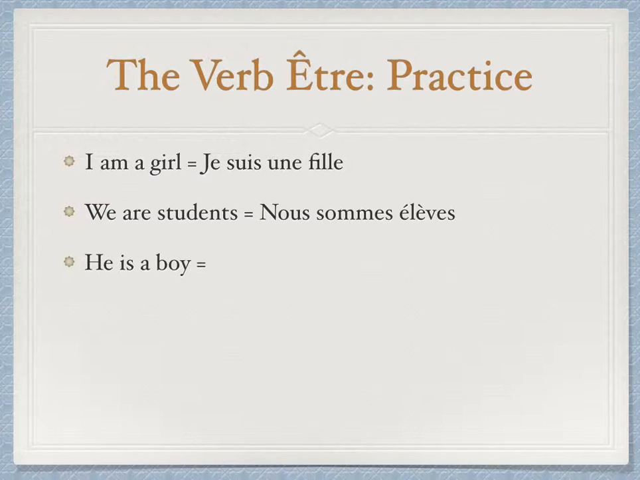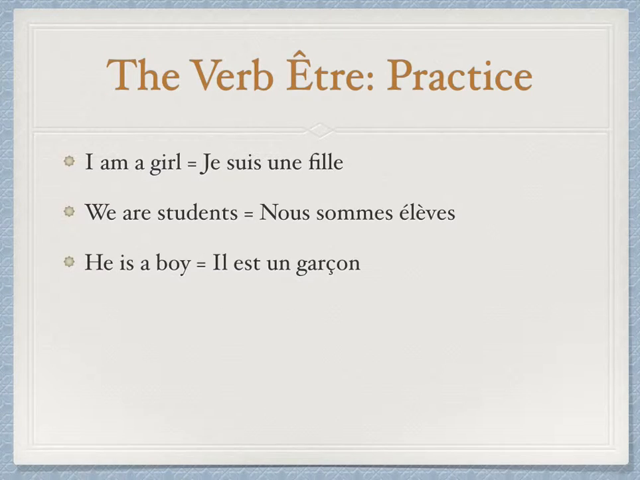Let's try, he is a boy. Our sentence is going to be, il est un garçon. Il est, he is, un garçon, a boy.